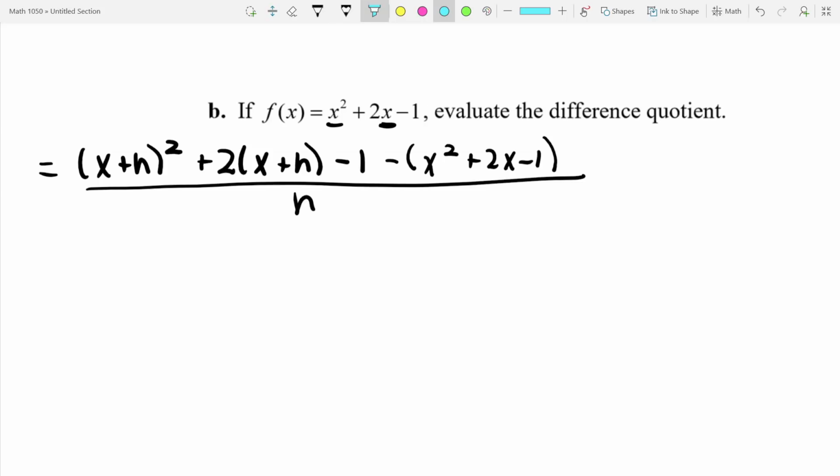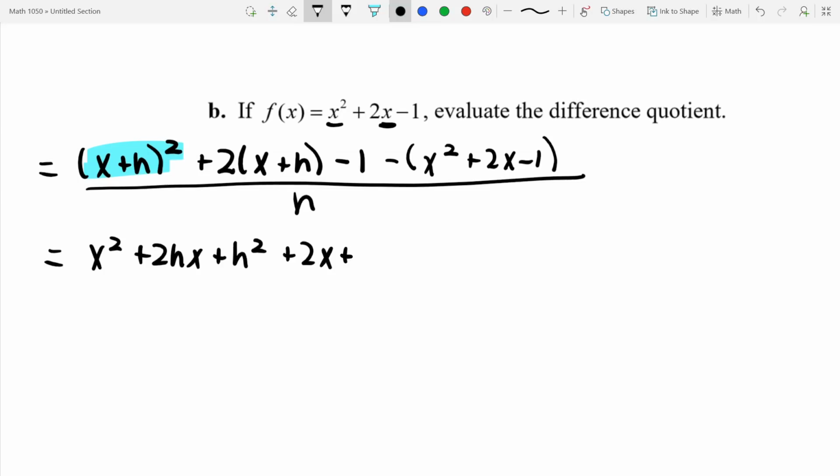So guys, look. (x plus h) squared. Just do that in your head. That's x to the second plus 2hx plus h squared. You should be able to multiply that in your head. Okay, if not, start training yourself to do that, okay? Distribute the 2: 2x plus 2h minus 1. Distribute the negative: negative x to the second minus 2x plus 1, all over h.